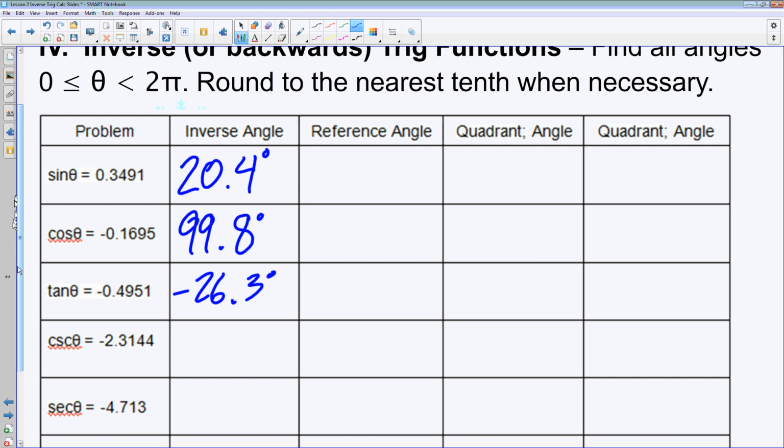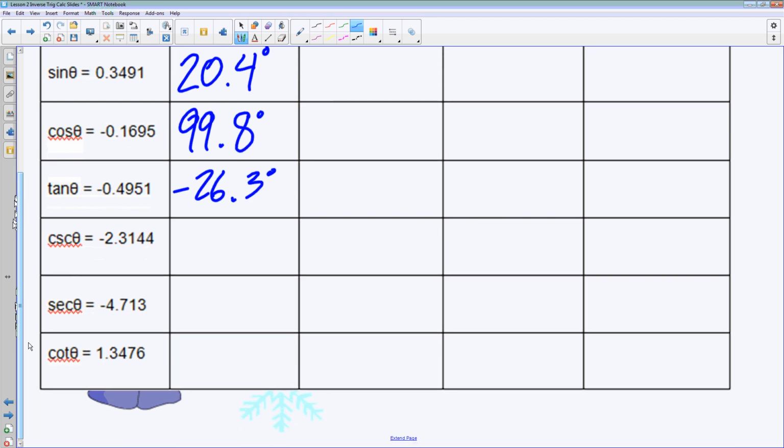Now, when you're doing the inverse cosecant, secant, and cotangent, again, I would recommend using Desmos so you don't have to worry about 1 over the inverse of sine or 1 over the inverse of cosine. Totally up to you though. For cosecant, your next one, you're going to get -25.6 degrees. For secant, you'll get 102.3 degrees. And for cotangent, you'll get 36.6 degrees.